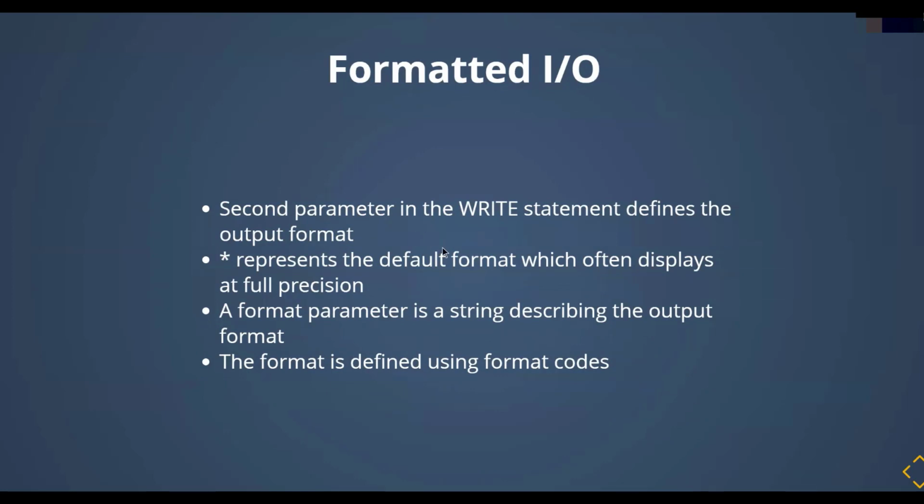The second parameter defines, as I said, the output format. And if you just do a star, it will just do full precision. But just like in Python, when you do a formatting statement, you can actually format the output by this second parameter. And you use very similar codes to Python for defining the outputs. Those codes are called format codes.